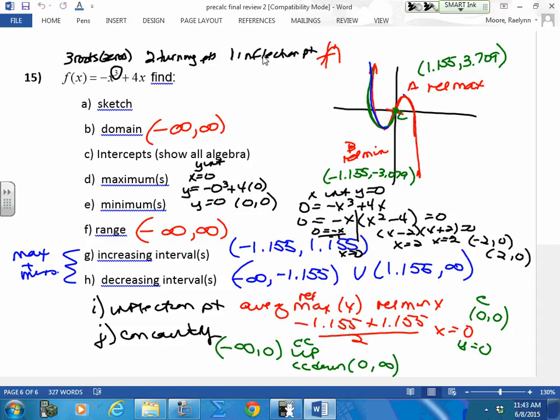So I know all my intercepts. I know everything there is to know about the square. Remember doing these?